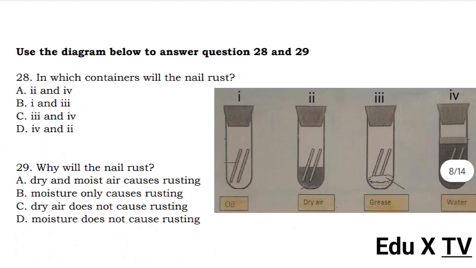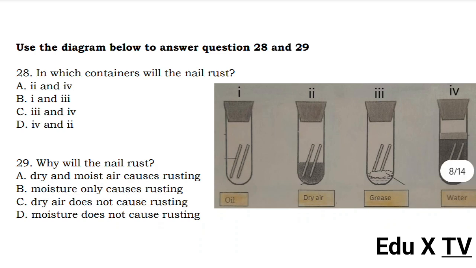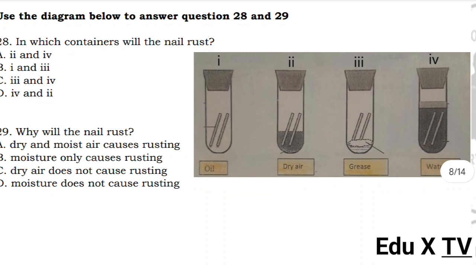Use the diagram below to answer question 28 and 29. Number 28. In which container will the nail rust? The answer is A. Number 29. Why will the nail rust?